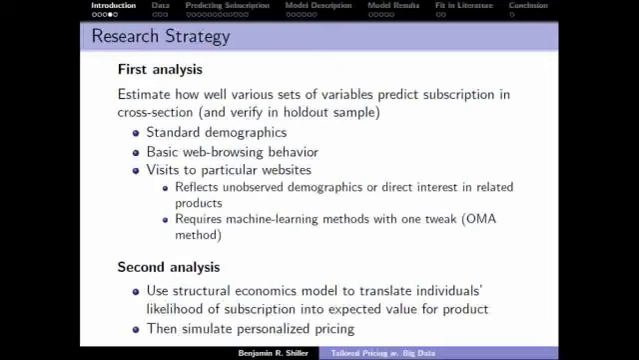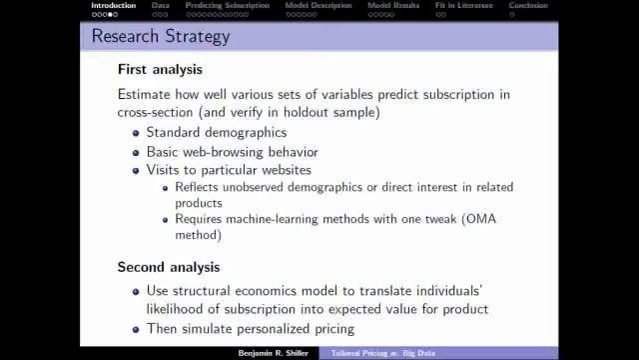And the idea about the websites is that they might contain several types of information which could be useful for figuring out how much a person is willing to pay for an item. So it could reveal direct interest in related products. That's one way. It can also reveal sort of unobserved demographics.